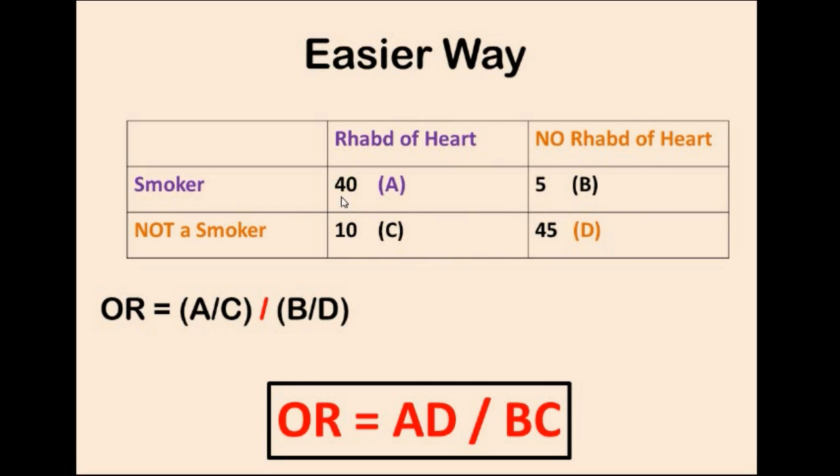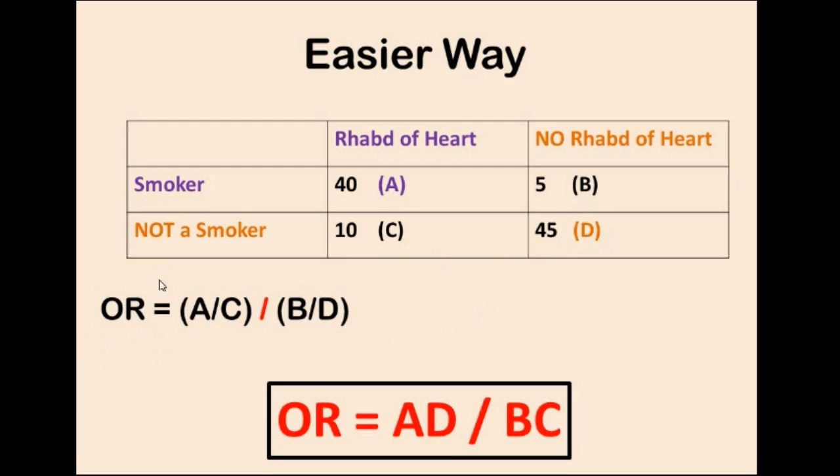but we're just going to put all the numbers here. So 40 who are smokers, and they had the disease. 5 who were smokers but did not have the disease. 10 not a smoker but still have the disease, and 45 not a smoker and don't have the disease.